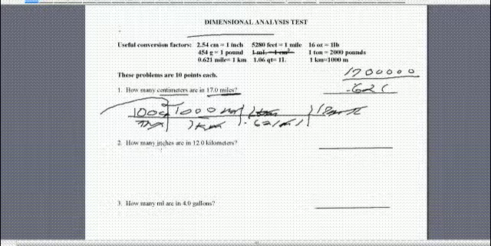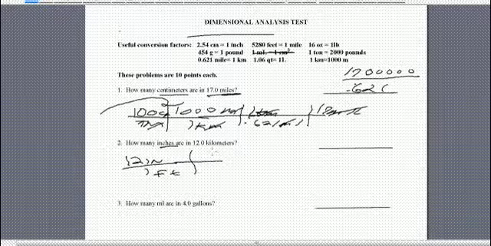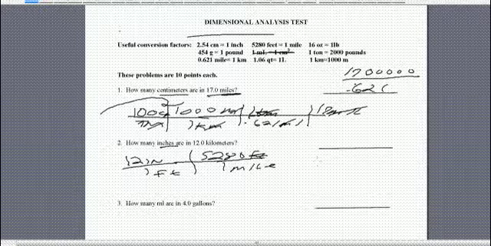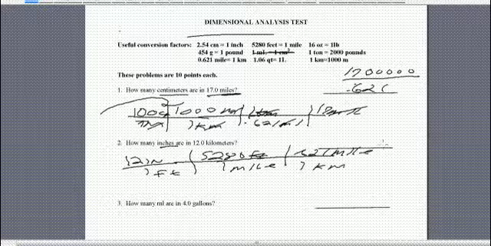How many inches? What am I looking for? What do you know about inches? 12 inches are in 1 foot. We're trying to get to kilometers, so we got to go through miles. There's 5,280 feet per mile. I now have to get to kilometers. I know there's 0.621 miles in 1 kilometer. Then you ask yourself, how many kilometers did they give me? 12 kilometers.